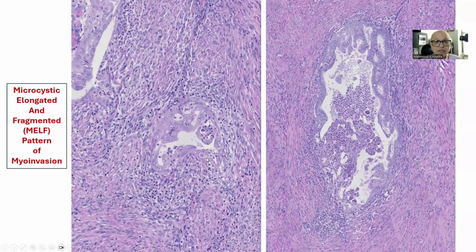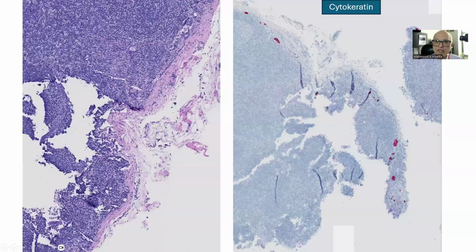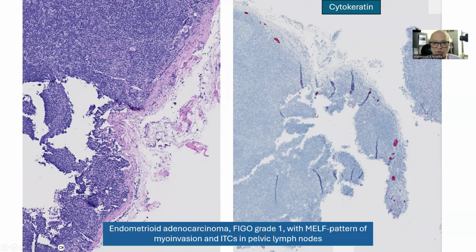Why is this important? It is important because it is typically associated with lymphatic invasion. And once you see that, it is very important to do cytokeratin on the lymph node, because I guarantee you the lymph node has isolated tumor cells. You see them here, or ITCs. You cannot see them on H&E. You have to do immunohistochemistry to see the ITCs.